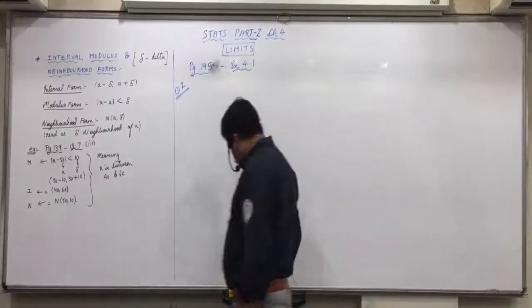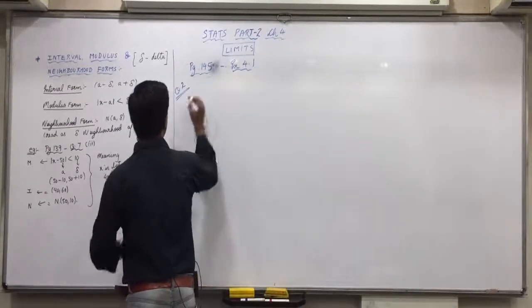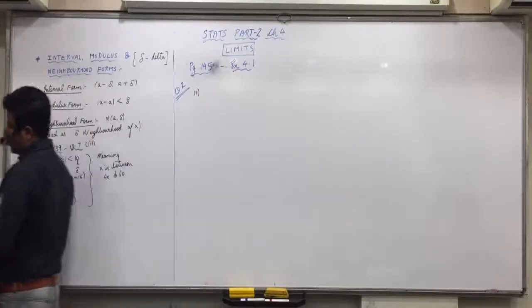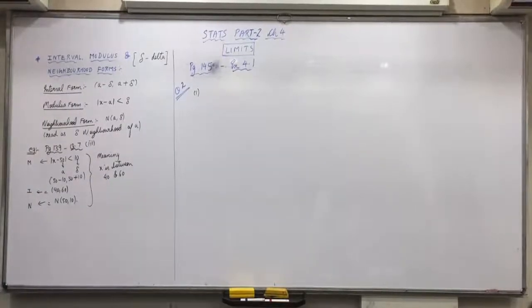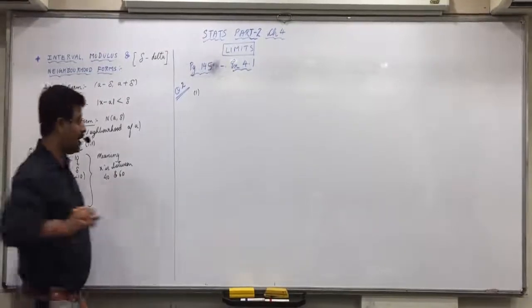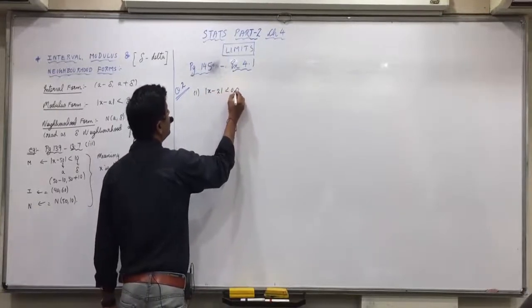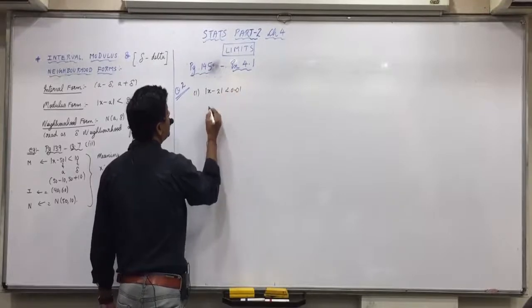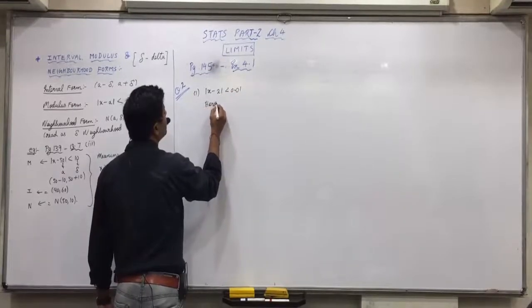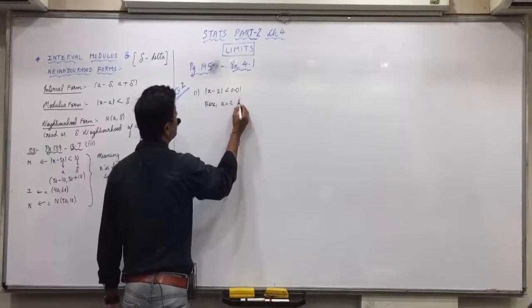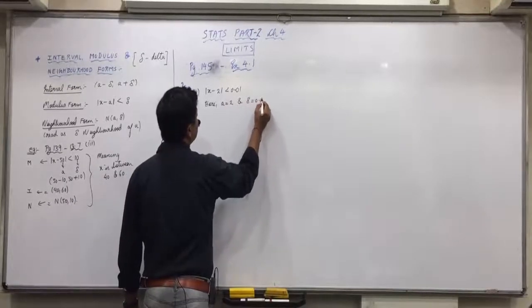Now be attentive. Question number 2, sub question 1. Explain the following in interval and neighborhood form. Now you are asked interval and neighborhood, which means you are given the modulus form. So the first one: modulus x minus 2 less than 0.01. First of all here, a is 2 and delta is 0.01.